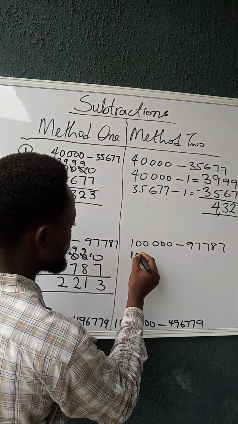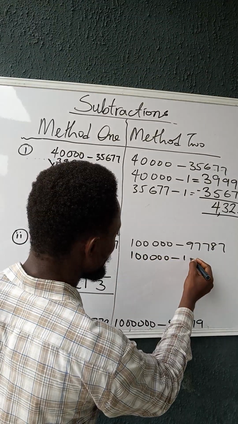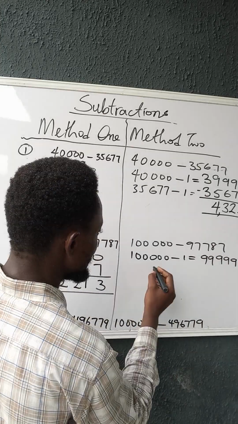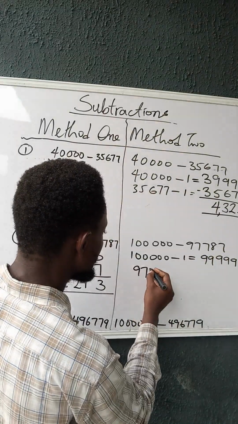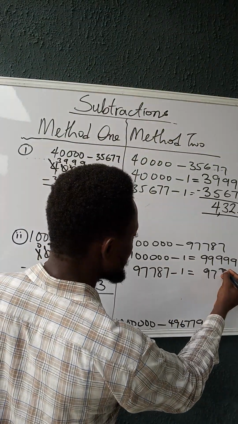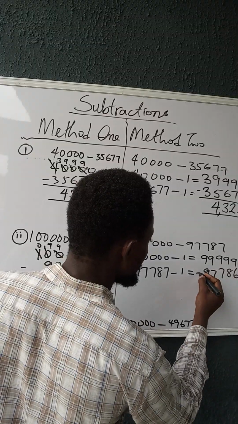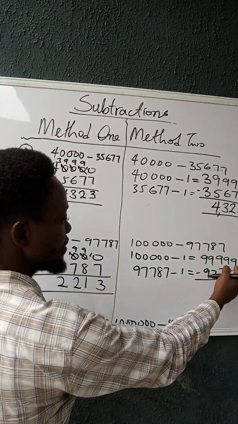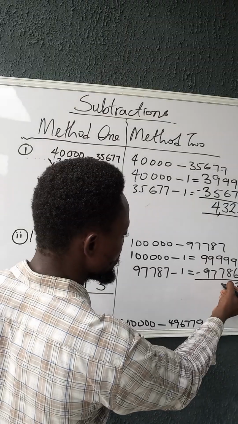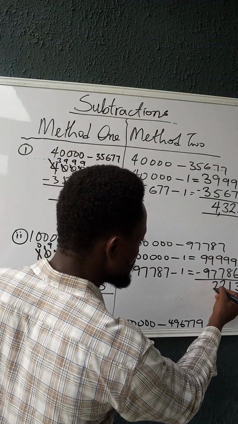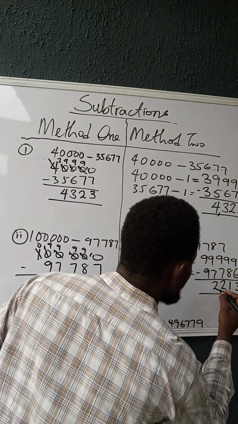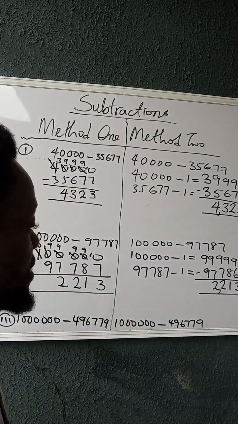Okay, so 100,000 taking away 1 will be left with 99,999. And then the second number, which is 97,787, taking away 1 from it, you will be left with 97,786. So subtract this from this. 9 take away 6 will give you 3. 9 take away 8 will give you 1. 9 take away 7 will give you 2. And 9 take away 7 will give you 2. 9 take away 9 will give you 0, which also means nothing. So we are left with 2,213.